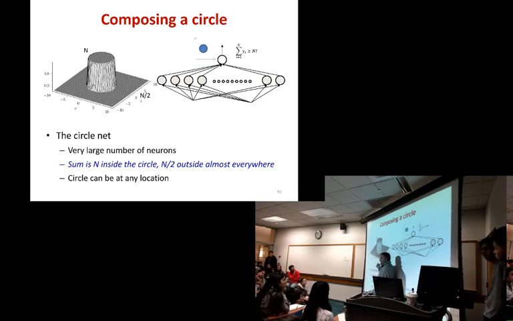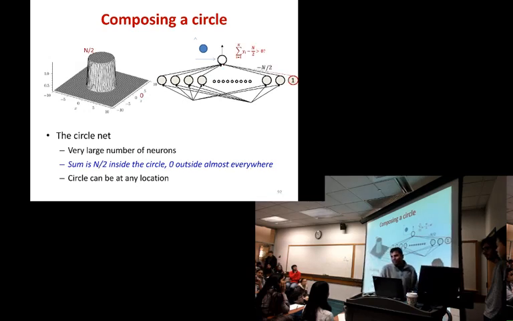Right? All I have to do is add another bias unit, which subtracts out the n over 2. And the result is n over 2 inside and 0 outside. And now I can do what you said. They're no longer going to interfere.